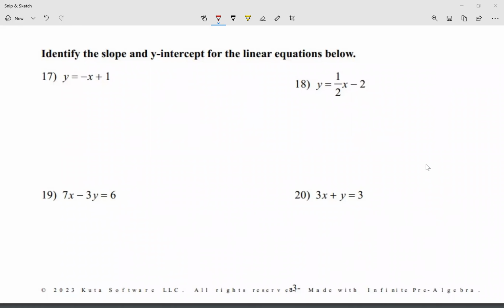We're going to be working with lines pretty soon. So I want us to get familiarized with the numbers that we see on our equations here. I want you to identify the slope and the y-intercept for the linear equations below.